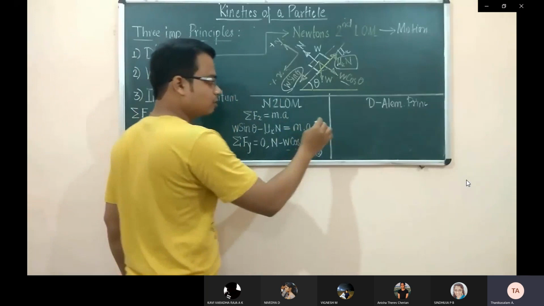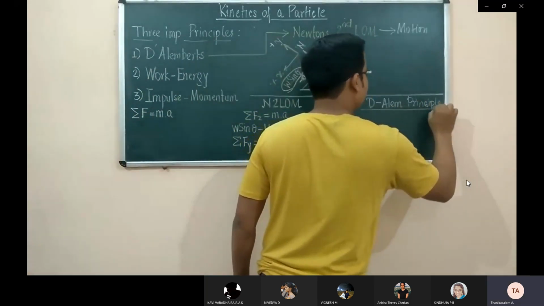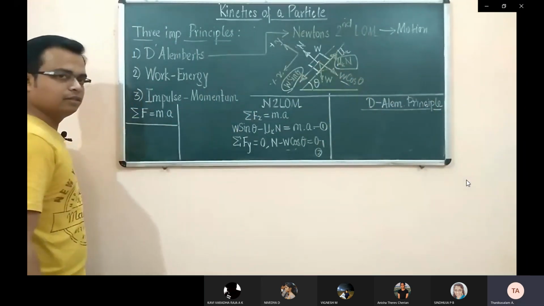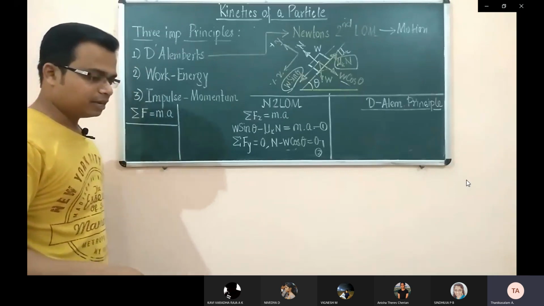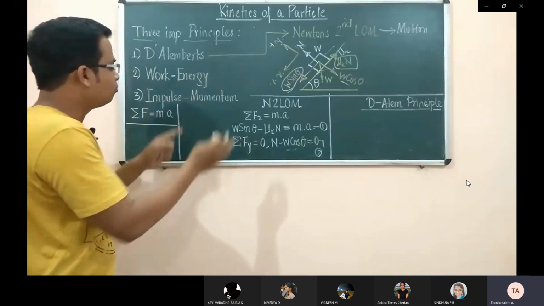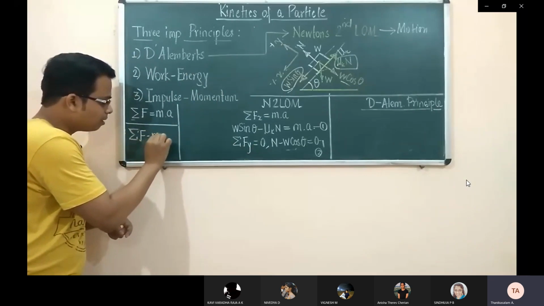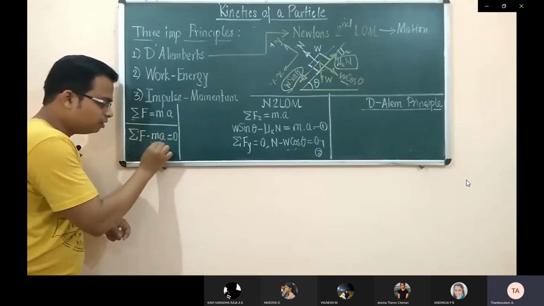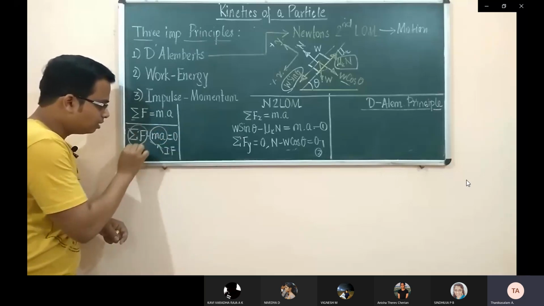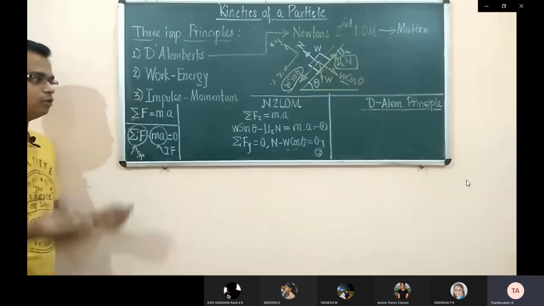Now let's do the same with the help of D'Alembert's principle. What D'Alembert is trying to say is this: he modifies Newton's second law of motion. As far as English grammar is concerned, you must have heard about active and passive voice. If you consider Newton's second law of motion as the active voice, then this, summation of all the forces minus ma is equal to 0, is the passive voice, in which this is the inertial force and this is the system of forces acting on the body.